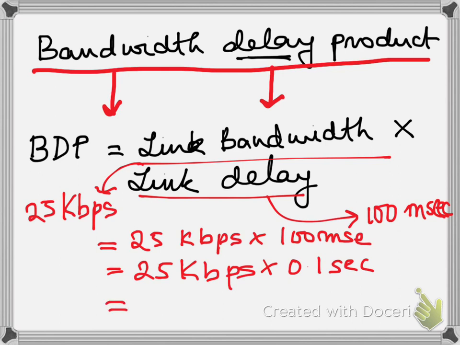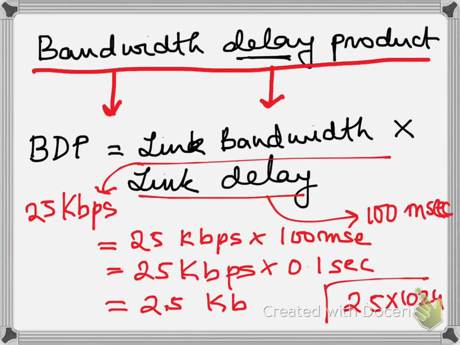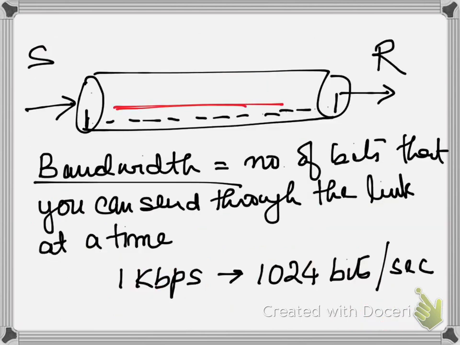Okay, so this gives me 2.5 kilobits. This means approximately 2500 bits. Okay, 2500, or 2.5 into 1024. Approximately, I am considering it to be 2500. This many bits will be there in the pipe at any point of time. So that means in 0.1 second, 2.5 bits can be sent from one end of the link to the other.